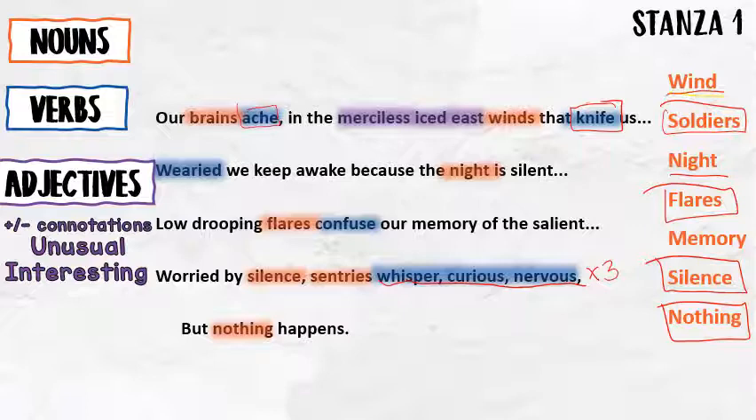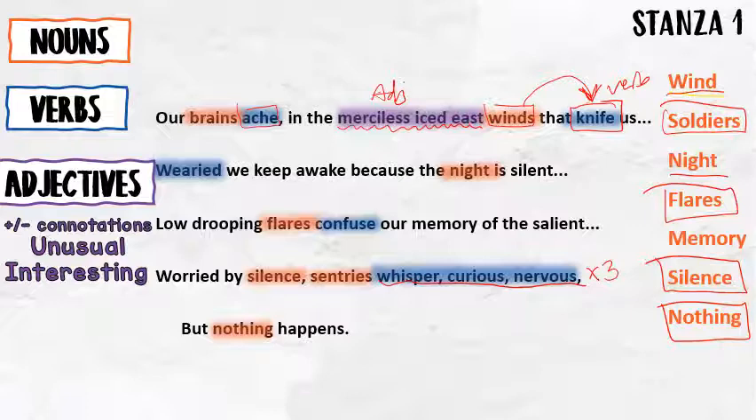So their brains ache. Okay, the ache is the doing word. In the merciless iced east winds that knife us. In this part of the sentence, the wind is what Owen is writing about. What is the wind doing? It is knifing them. What is the wind like? It is merciless, it's icy, and it's coming from the east. So we have the adjective and then we have the verb.